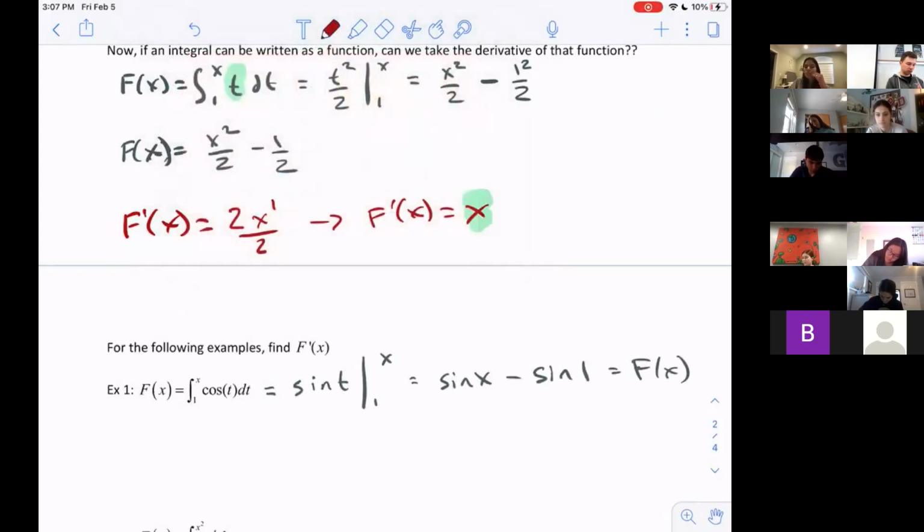What's the derivative? The derivative of sine x is cosine x. The derivative of sine of 1 is just a number, just a constant, so that'd be 0. That's my derivative.